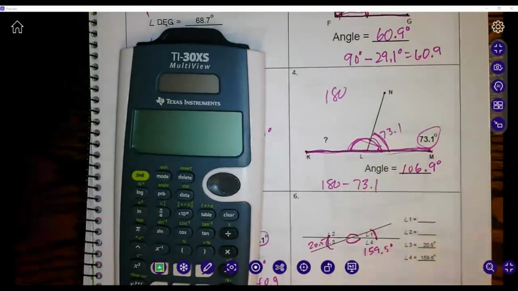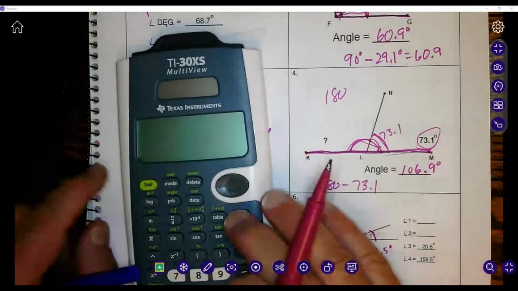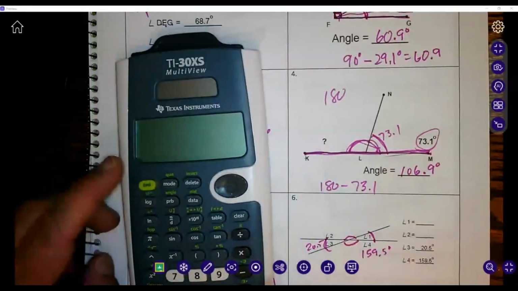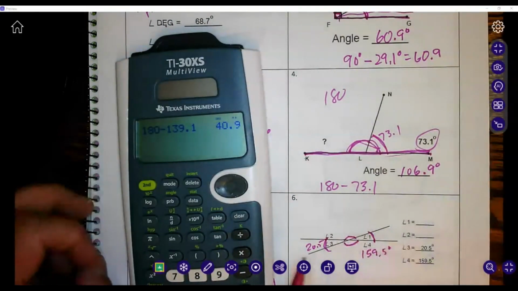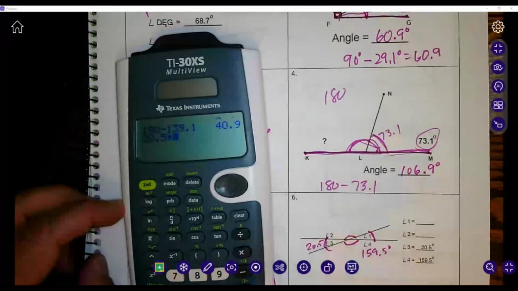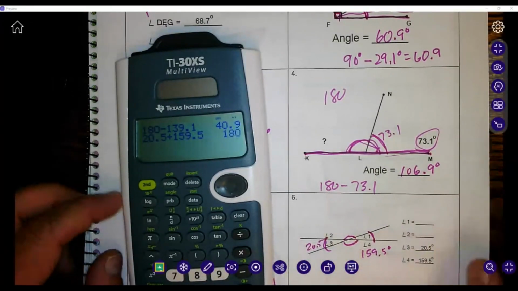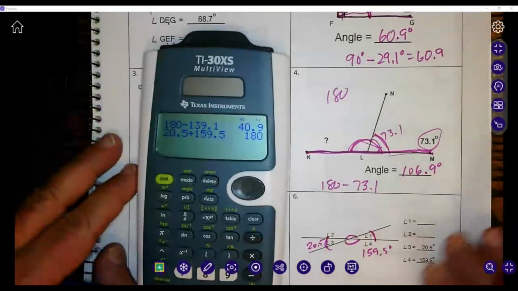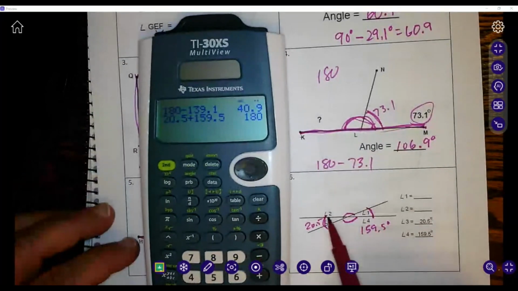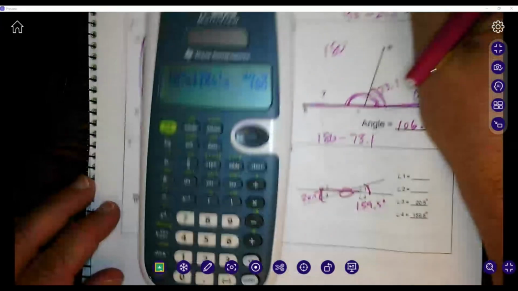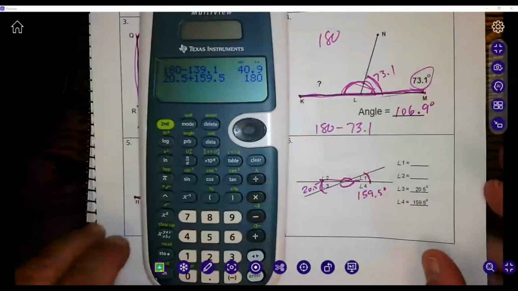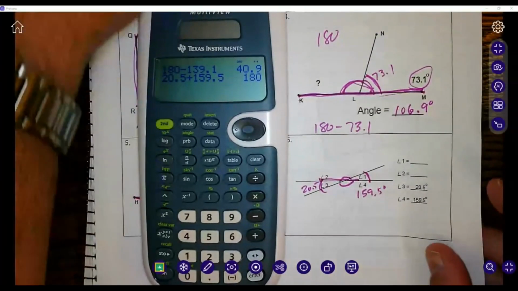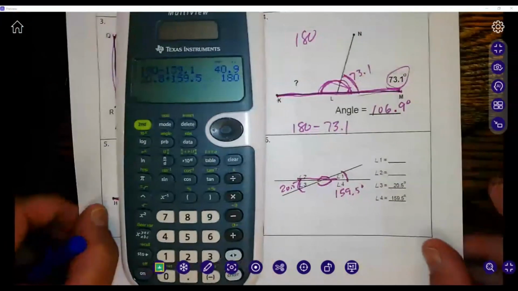159.5 degrees. Well, first of all, we should look and see, since those form straight lines, 20.5 plus 159.5 should add up to 180 degrees. They better, because they form a straight line. So looking at that diagram, what is the measure of angle 1? Let's start with angle 1.